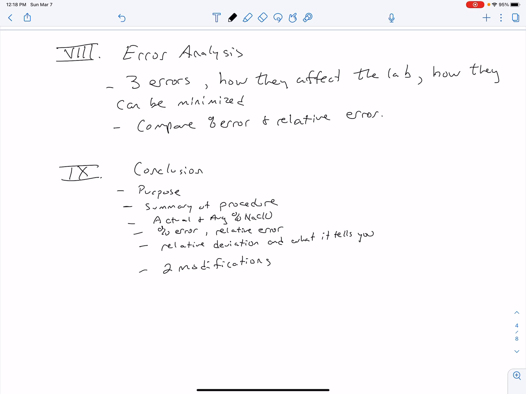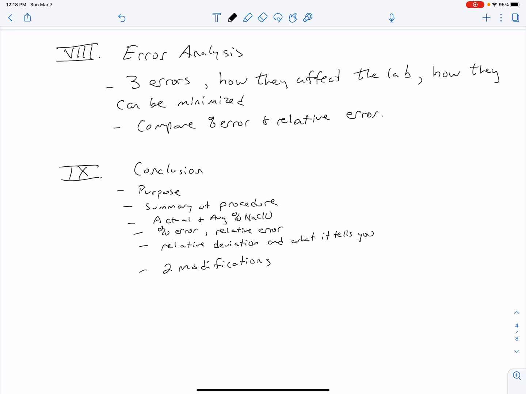You really should have anywhere between less than 10%, I would say probably less than a 5% relative deviation. I would think that would make the most sense to me. Anything less than 5%, and you replicated the lab very, very well.